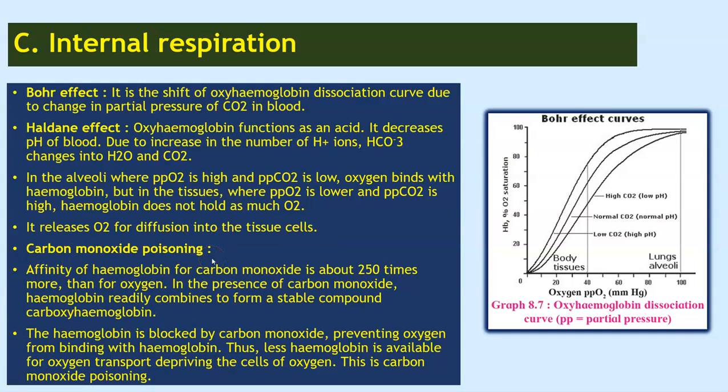Carbon monoxide poisoning. Affinity of hemoglobin for carbon monoxide is about 250 times more than for oxygen. In the presence of carbon monoxide, hemoglobin readily combines to form a stable compound, carboxyhemoglobin. The hemoglobin is blocked by carbon monoxide, preventing oxygen from binding with hemoglobin. Thus, less hemoglobin is available for oxygen transport, depriving the cells of oxygen. This is called carbon monoxide poisoning.